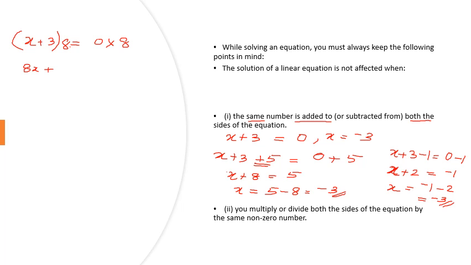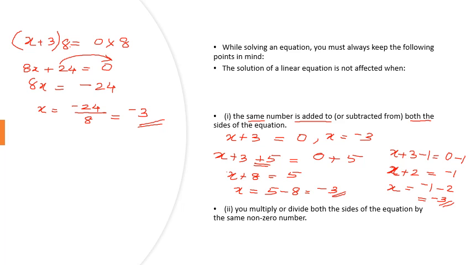8x plus 8 into 3 is 24 is equal to 0. 0 into 8 is 0 only. So what do you get? 8x is equal to 24, and when it goes to the other side it becomes minus 24. Then x is equal to minus 24 by 8, that is equal to minus 3. Got it, children? Again we are getting the same answer.